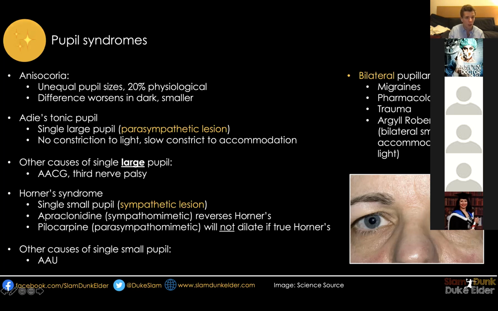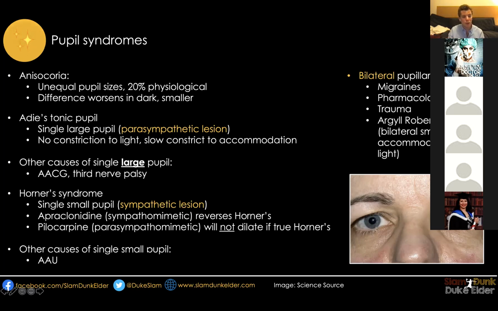So apraclonidine, which is a sympathomimetic. It makes sense if the sympathetic nervous system is no longer delivering noradrenaline at that synapse. You have a mimicker, apraclonidine, which can reverse the Horner's, okay? And pilocarpine, which is a parasympathomimetic, will not dilate the pupil if it's a true Horner's, okay? So complex autonomic drugs come back to haunt us in these kinds of tests that we do. That's why we need to know them like the back of our hands.